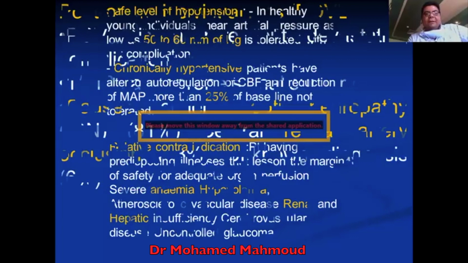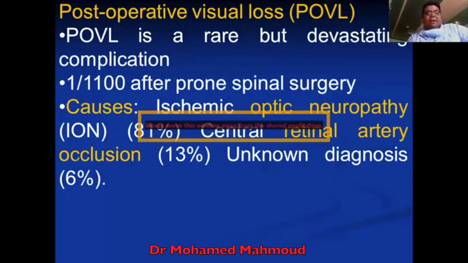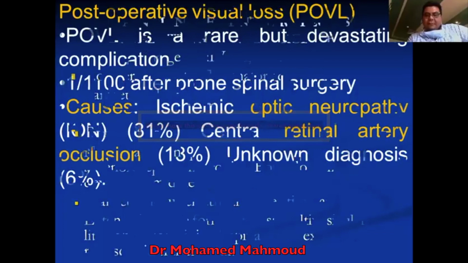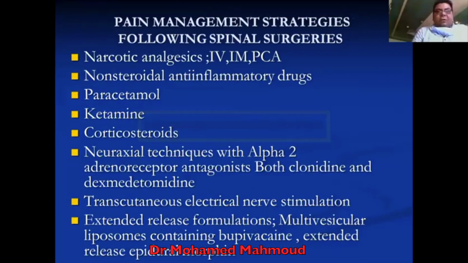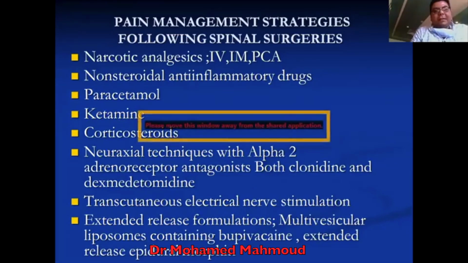Post-operative visual loss is a rare but devastating complication. About 1 in 1,100 patients after spinal surgery have post-operative blindness, which may be due to ischemic optic neuropathy in 81%, central retinal artery occlusion in 13%, and 6% unknown causes. Pain management after spinal surgery: narcotic analgesics, IV or intramuscular PCA, non-steroidal anti-inflammatory drugs, paracetamol, ketamine, neuroaxial techniques with alpha-2 blockers like clonidine or dexmedetomidine, transcutaneous electrical nerve stimulation, and extended-release formulations of epidural morphine.